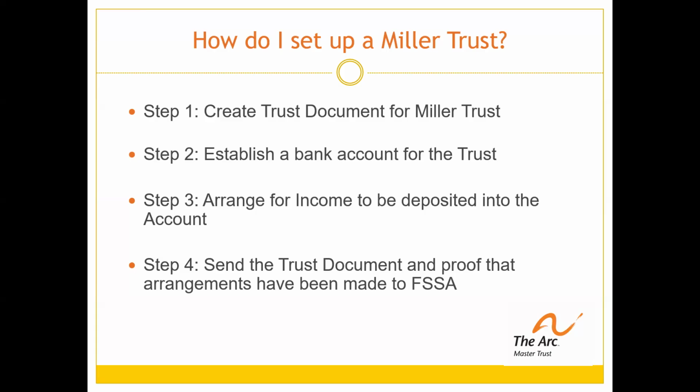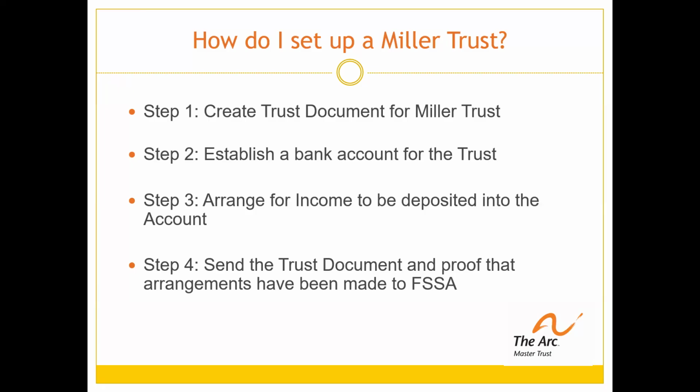Once you have created the trust document and it meets these requirements, you then need to set up a financial account for this trust. This can be done through a bank or other financial institution like a credit union. You may use an existing account as long as the account is only used to deposit income, but you might need to open a new bank account if an existing account includes money from sources other than income.